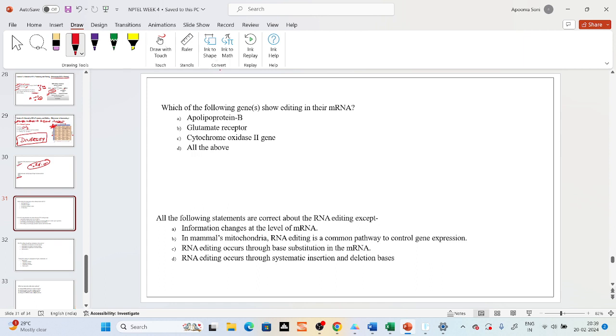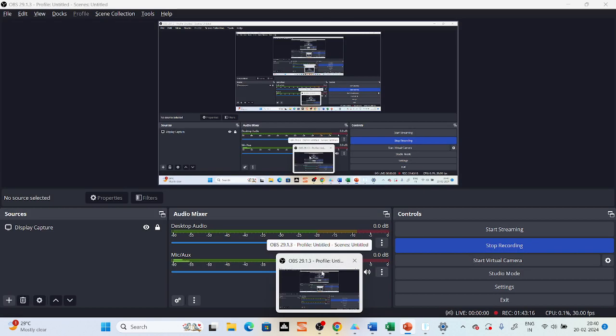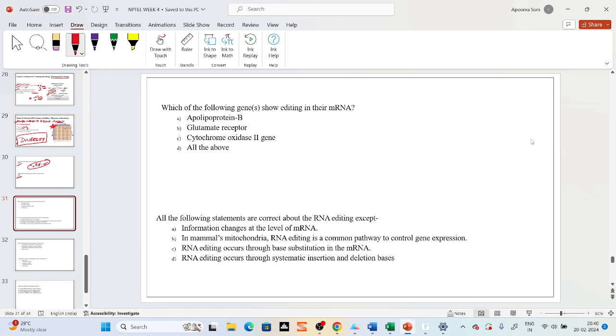Which of the following genes show editing in their mRNA? Apolipoprotein B, glutamate receptor, cytochrome oxidase 2 gene, all of the above. So you might not know the answer of this question as of now, but just try to answer it. Which of the following genes show editing in their mRNA molecule? One minute for you to think.